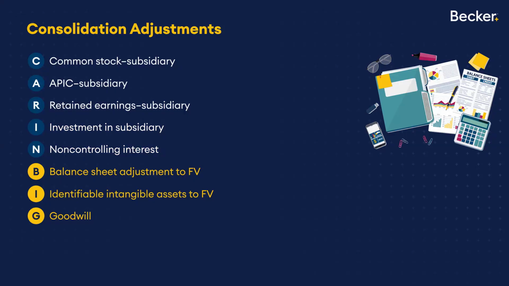A couple of key points there. The N and the G, the non-controlling interest and the goodwill, don't appear on the parent's books, nor do they appear on the sub's books. The only time we see them is when we're consolidating. So the only time we actually record those accounts is in this eliminating journal entry.